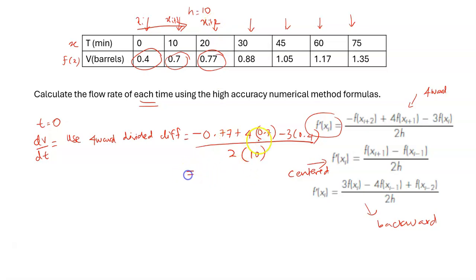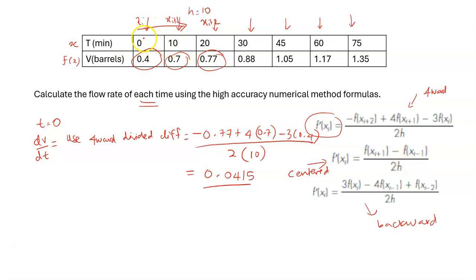And try to solve this, you will get 0.0415. I forgot to mention one thing. In order for you to use these three formulas, you have to make sure that the space between the data are equispaced. The spacing is the same.